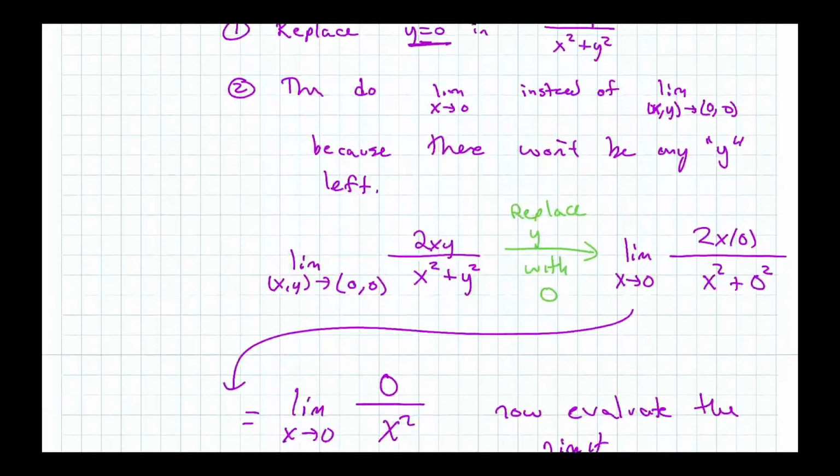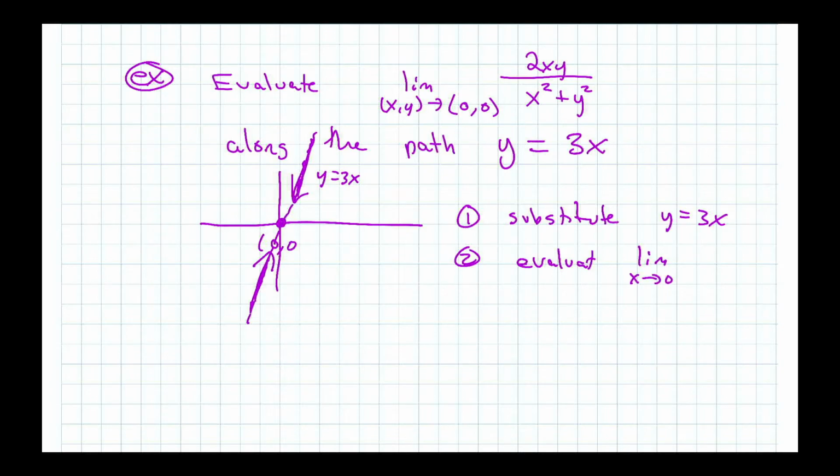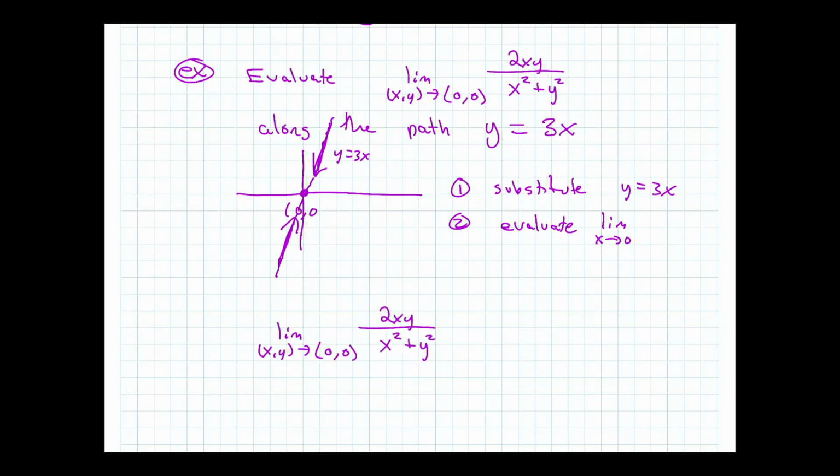Now, is it going to give you a different answer? Well, we don't know. We have to try it, right? So we're going to try to approach along this path. The steps are the same, right? We're going to substitute y equals 3x, and then the limit will not have any y's left, and we will evaluate the limit as x approaches 0, again for the exact same reason as before, because there won't be any y's left to worry about. So let's do this. So what do you do?